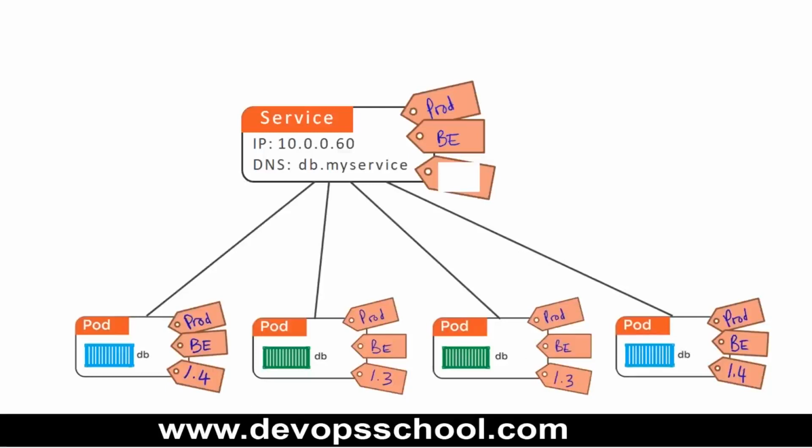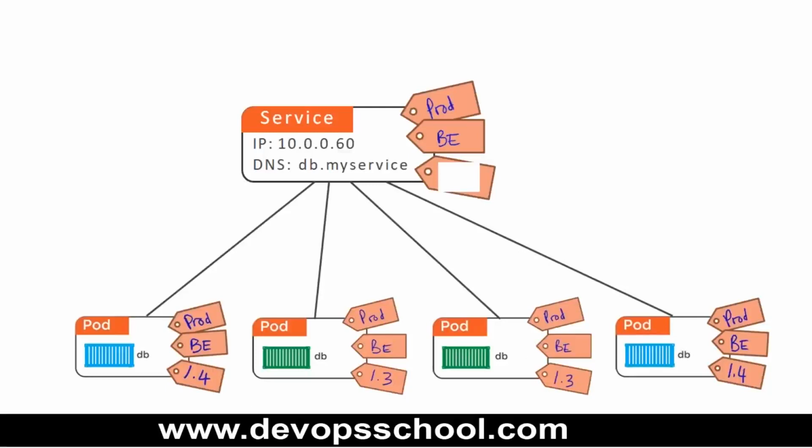Let me tell you one more statement here. The label of the service does not need to match all the labels of the pod. Rather, the labels of the pod should match the label of the service. Understand that: if the label of the pod matches the service, then the service will load balance. In this case, the pod's label prod B matched the service's prod B. That's the reason the service will load balance these pods.